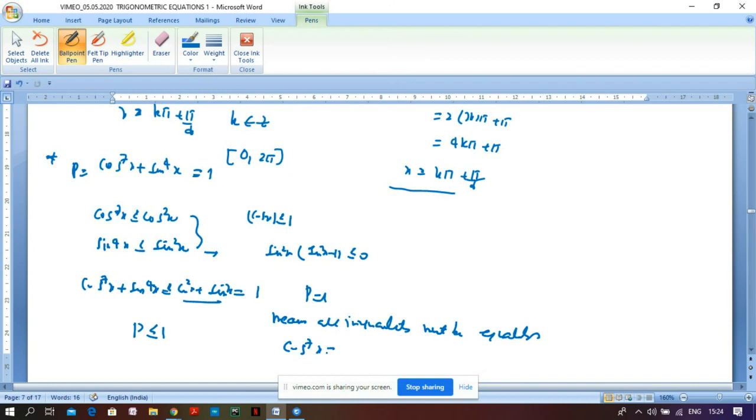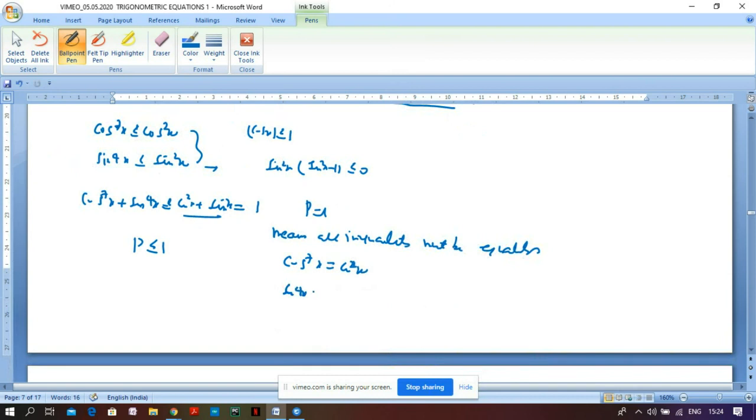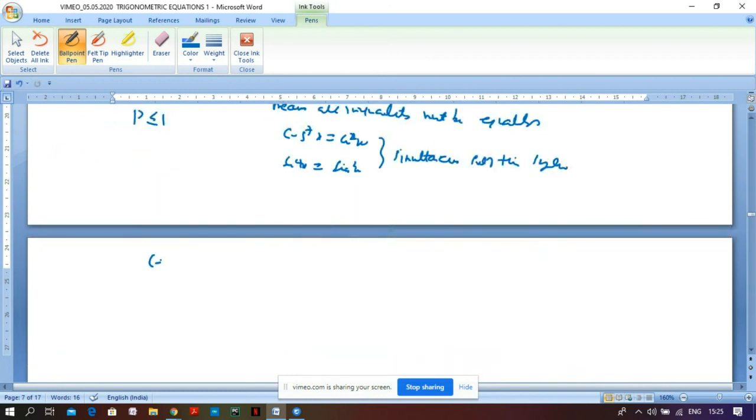Means cos to the power 7x is cos square x, and similarly sine to the power 4x equals sine square x. This all must be true. It means I want simultaneous solution of this system. Now, let's do the first equation. It is cos to the power 7x equals cos square x. So cos square x times cos to the power 5x minus 1 is 0. That is cos square x is 0 and cos to the power 5x equal to 1.